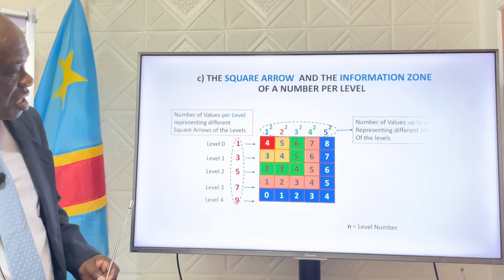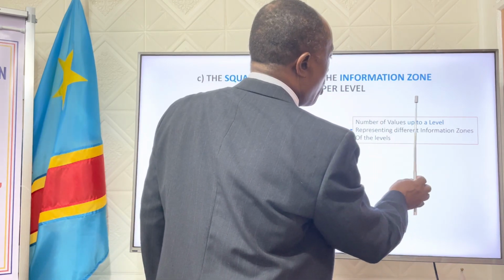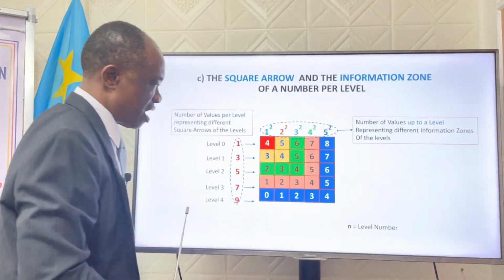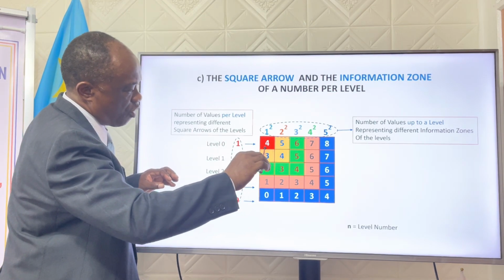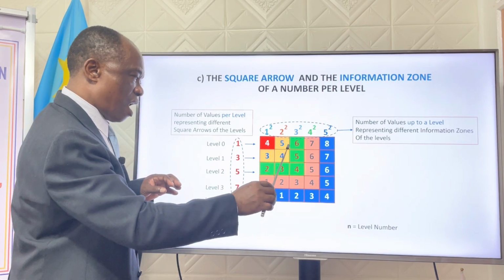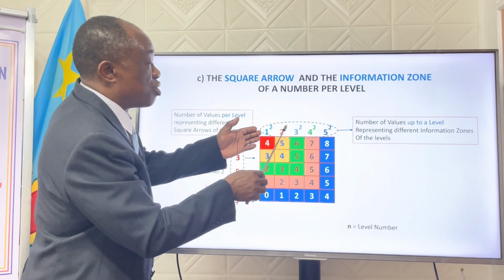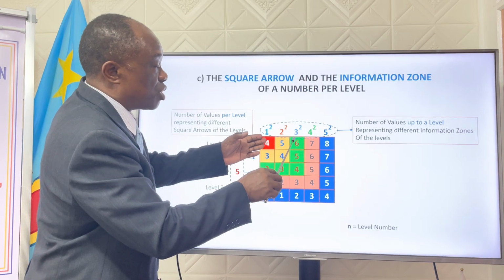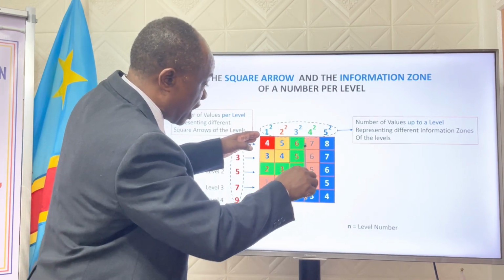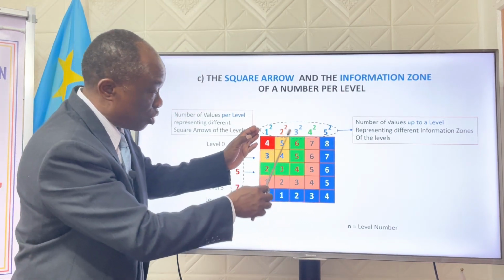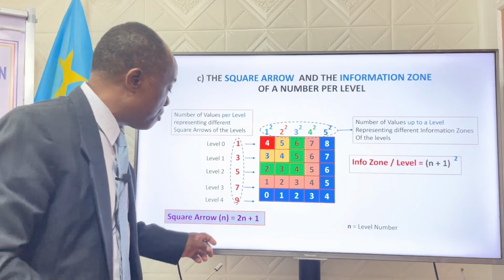So the next here, you see, these numbers represent the number of values up to the level, as I explained. So it means you go from, this is the first level, then when you add the square arrow of level 1, you have 2 squared. Square arrow of level 2, you have 3 squared. This is the total you get here, the total as a whole.